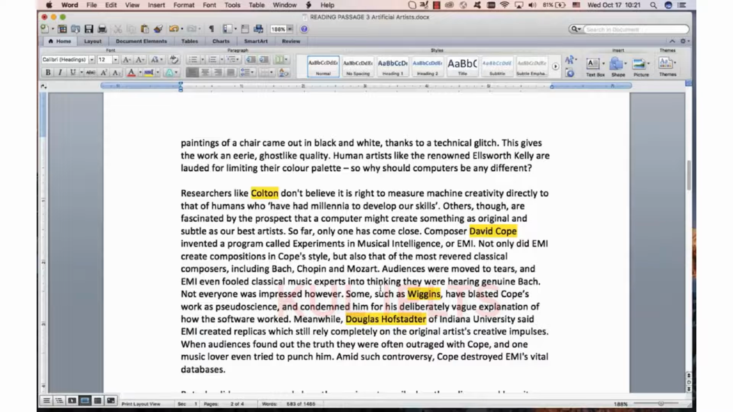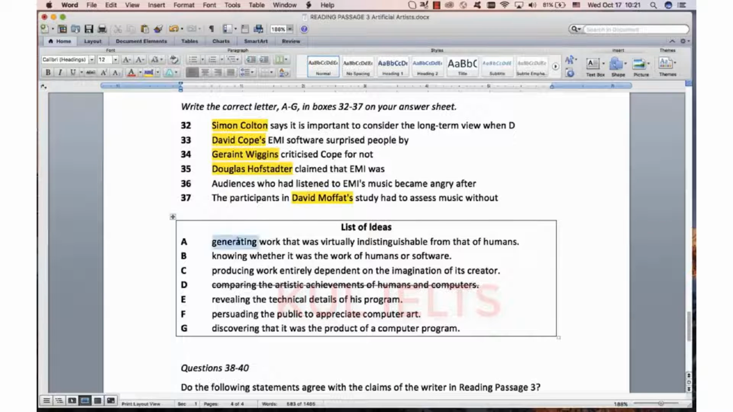So how did it surprise them? Very important here is to look at this verb, and see who is doing this verb. In this example, the software did the verb. So the software generated work, the software knowing whether it was human, the software producing. I didn't see anything about technical details. I didn't see computer art, maybe, but the software didn't persuade, only people persuade. And the software didn't discover. Anyway, I think that one is a bit tricky. I'm going to skip it.